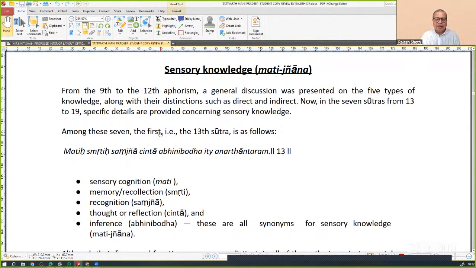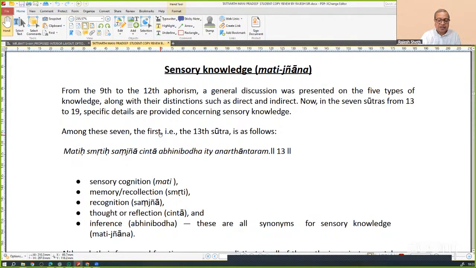From the 9th to the 12th aphorism, a general discussion was present on the five types of knowledge along with their distinctions such as indirect and direct. Now in the seven sutras from 13 to 19, specific details are provided concerning sensory knowledge. Among these seven, the first, that is the 13th sutra, is as follows. Mati, smriti, sangya, chinta, abhinibodh, ityanarthantaram. Mati is sensory cognition. Then memory, smriti. Then recognition, that is sangya. Recognition is also called connecting knowledge.